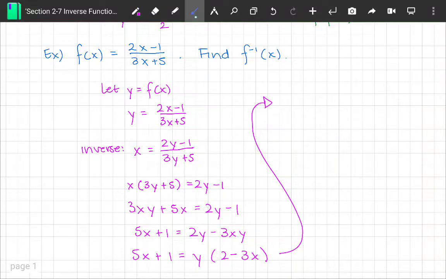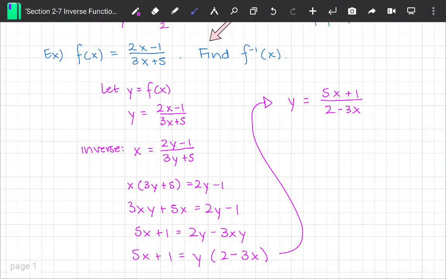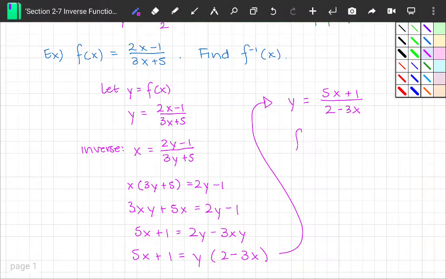So now it's very easy to get the y by itself. I'm just going to divide both sides by 2 minus 3x. So y is 5x plus 1 over 2 minus 3x. And then the only thing I should do, since the problem says to find the inverse of f of x, I just have to write it in that notation. And there we go.